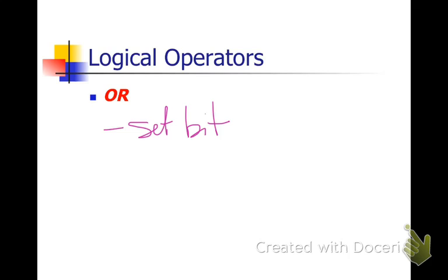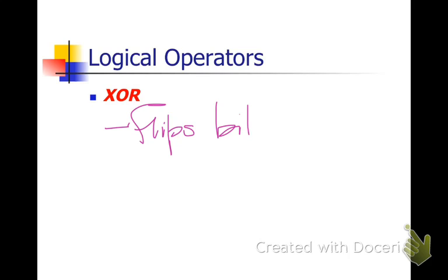Okay, the rule is for every 1 in the mask, set the corresponding bit in the destination, leave everything else unchanged. And then finally, XOR. XOR flips bits. So, for every 1 in the mask, flip or reverse the corresponding bit in the destination. All other bits remain unchanged. Okay? So that's how they work and what they do.